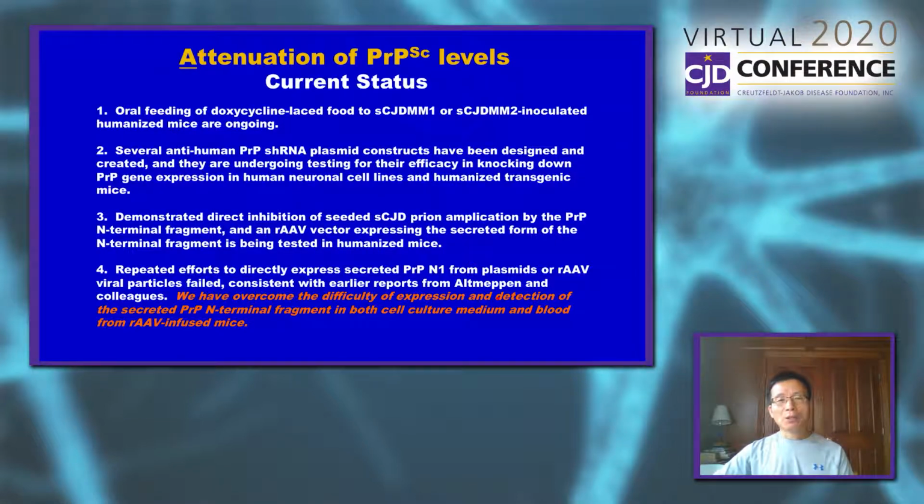So where we are on this: we have started oral feeding of doxycycline-laced rodent food to either specifically MM1 subtype or MM subtype inoculated human mice. And second, we have generated the anti-human PrP plasmid constructs, and they are being examined for the efficiency and specificity for knocking down human PrPC expression in human cell lines and in human mice. And we have shown, we'll show a little bit later, that the N-terminal fragment of PrPC can directly inhibit at least the prion-seeded PrPC amplification in RT-QuIC.